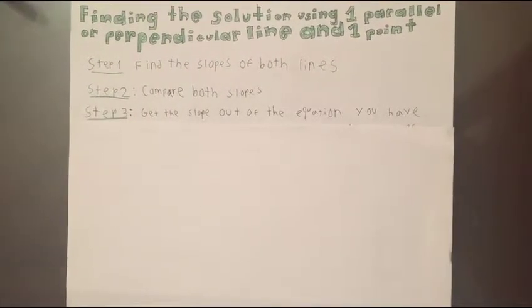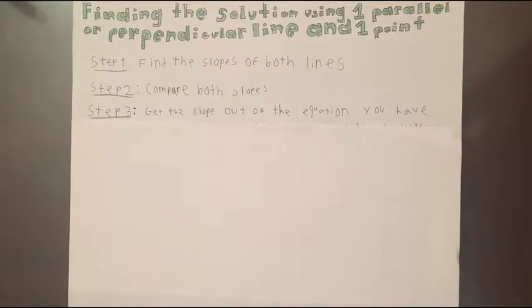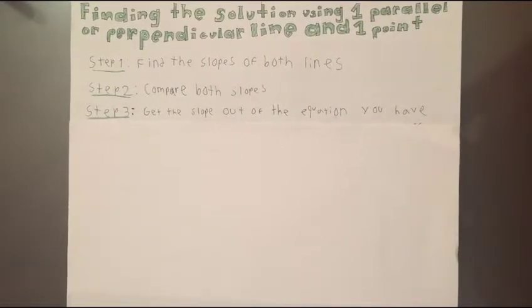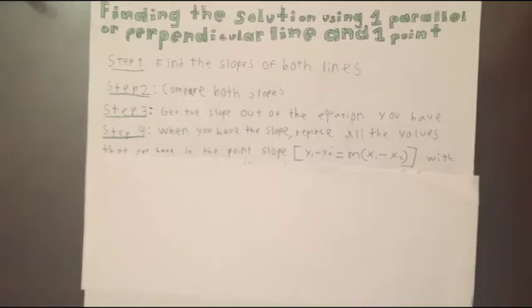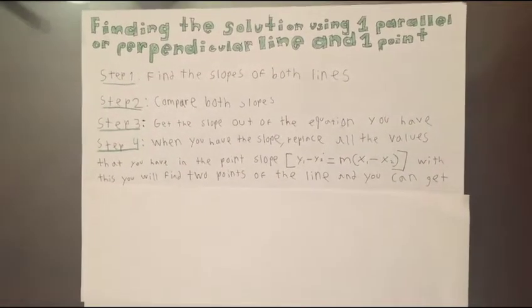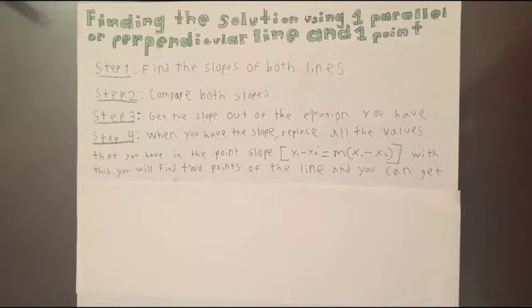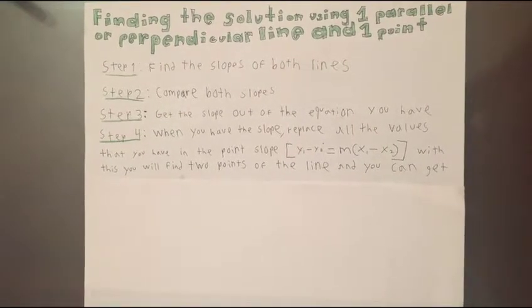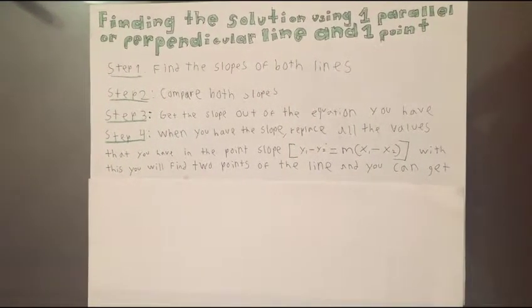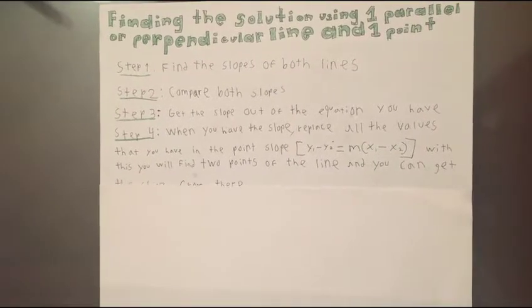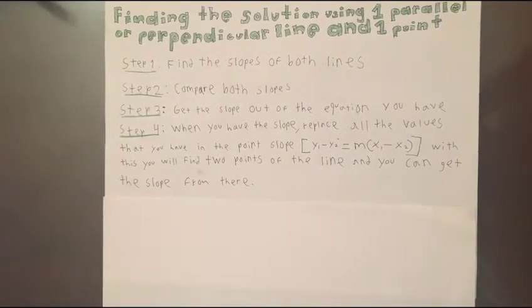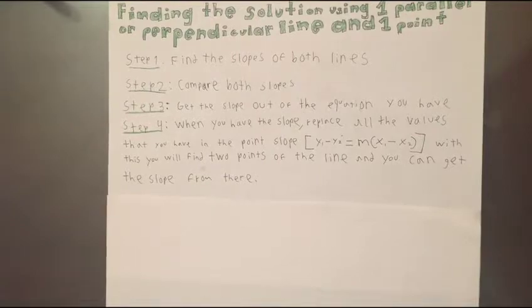Step 3. First, get the slope out of the equation that you already have. Step 4. When you have that slope, replace all the values that you have in the point-slope form, y1 minus y2 equals m times x1 minus x2. With this, you will find the 2 points of the line and you can get the slope from there.